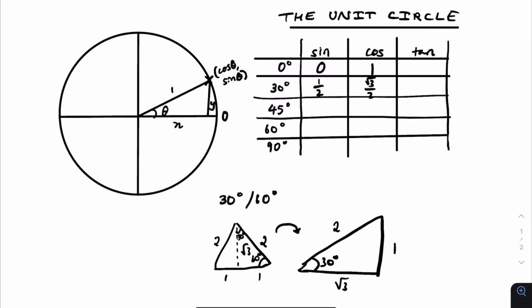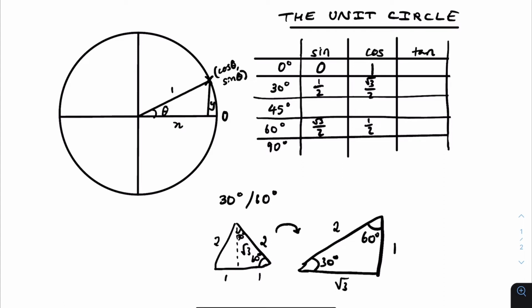And then for 60 degrees, which is over here, the opposite is now root 3, and the hypotenuse remains 2, but the adjacent's now 1. So sine of 60 would be opposite, which is root 3 over 2. And cosine of 60 is adjacent, which is 1 over 2. Oops, I put them in the wrong box. Let me just move them. Root 3 over 2, 1 over 2.